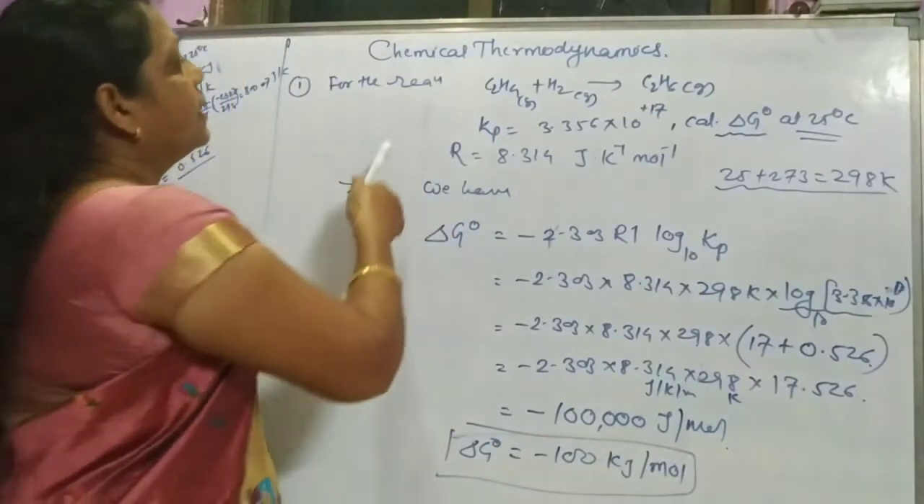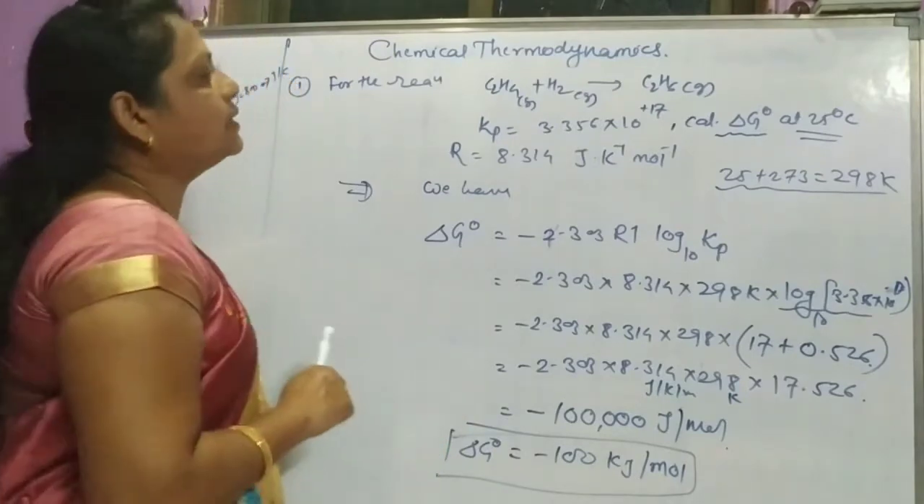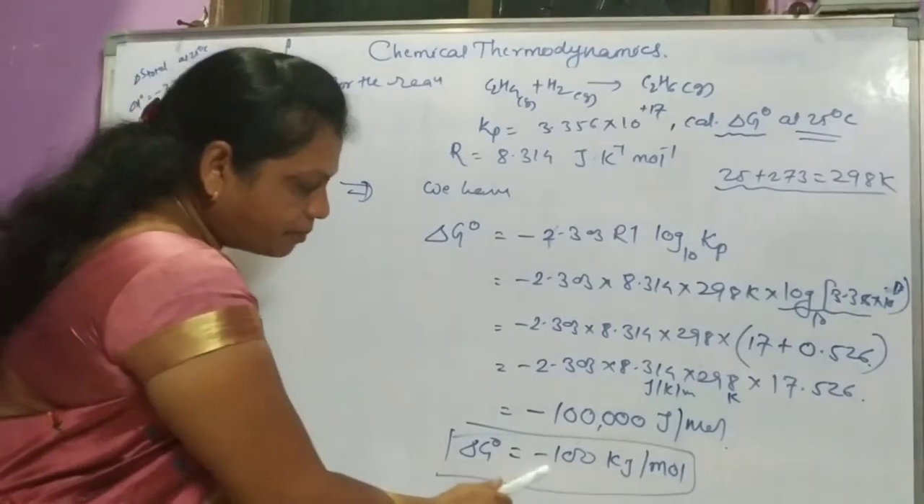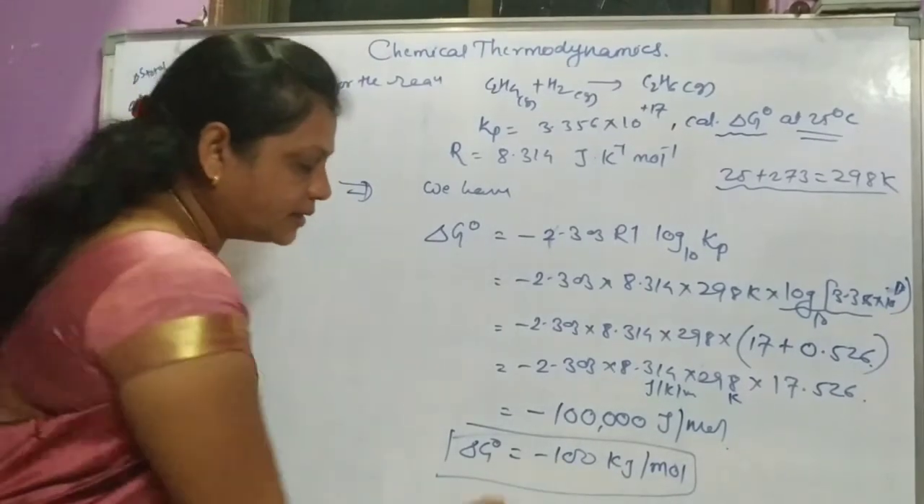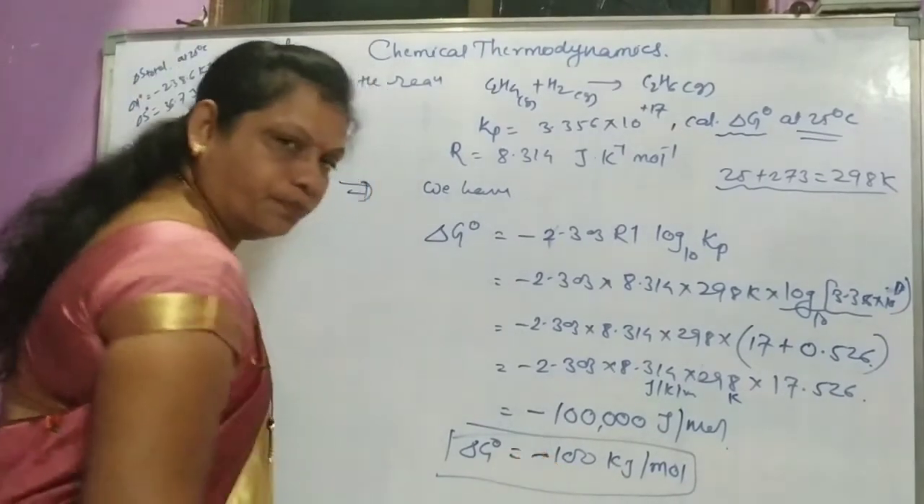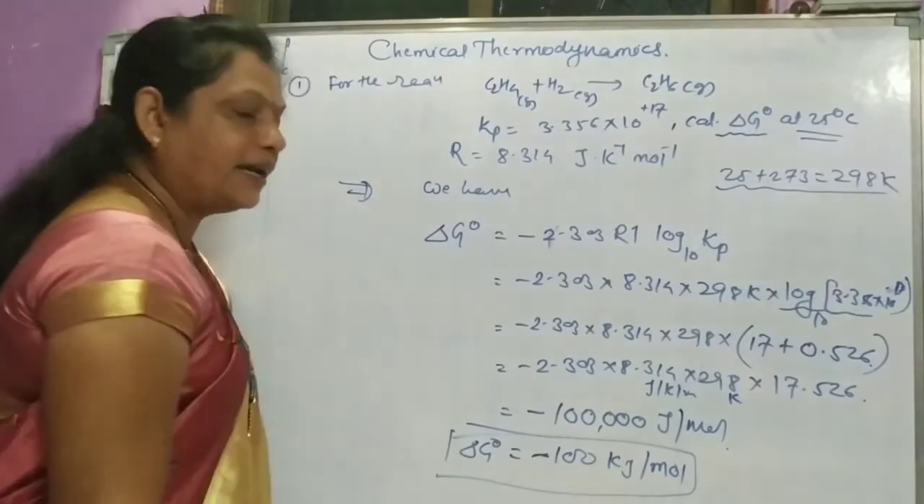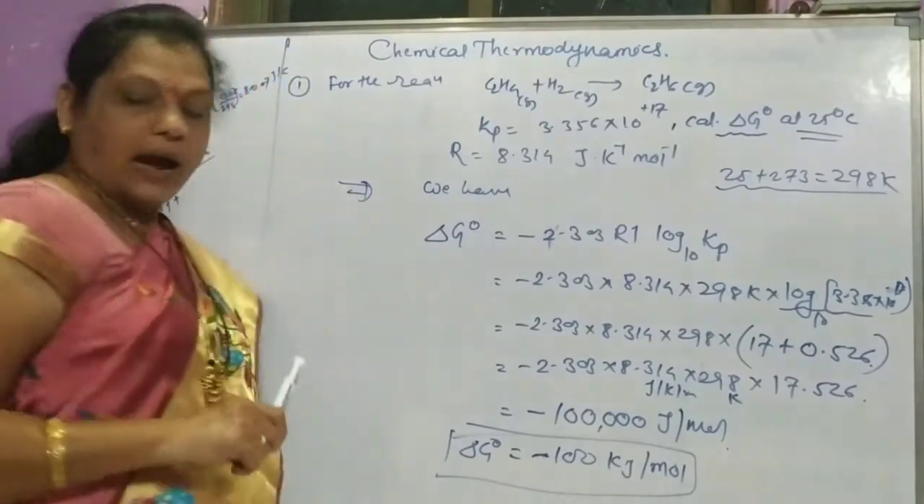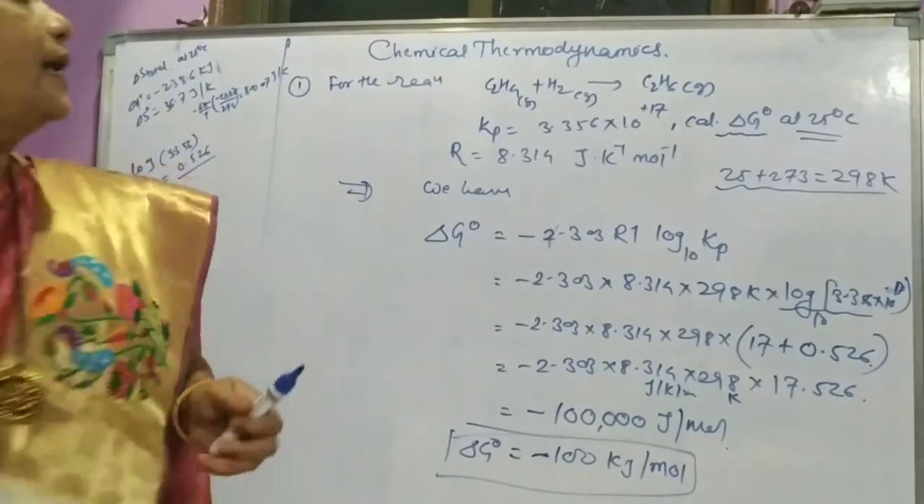If for the same reaction it is asked whether it is spontaneous or non-spontaneous, then del G is minus 100 kilojoule. The sign is negative, and if del G is negative, then the reaction is spontaneous. Okay, then the next problem.